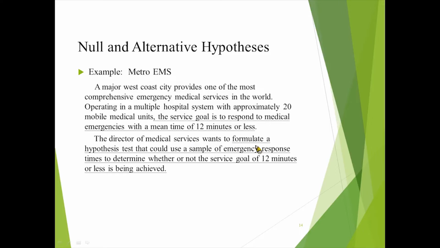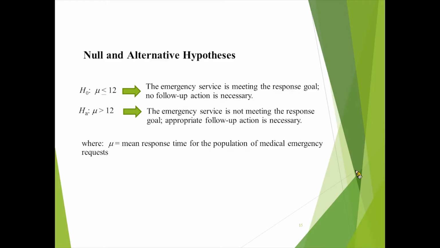Okay, so you can see the 12 minutes is the director wants to do this proof. So 12 must be the boundary. Okay. So on the next slide you can see the H0: mu is less than or equal to 12, and HA, the alternative hypothesis: mu is larger than 12. So the emergency service is meeting the response goal. Okay, so no follow-up action necessary.